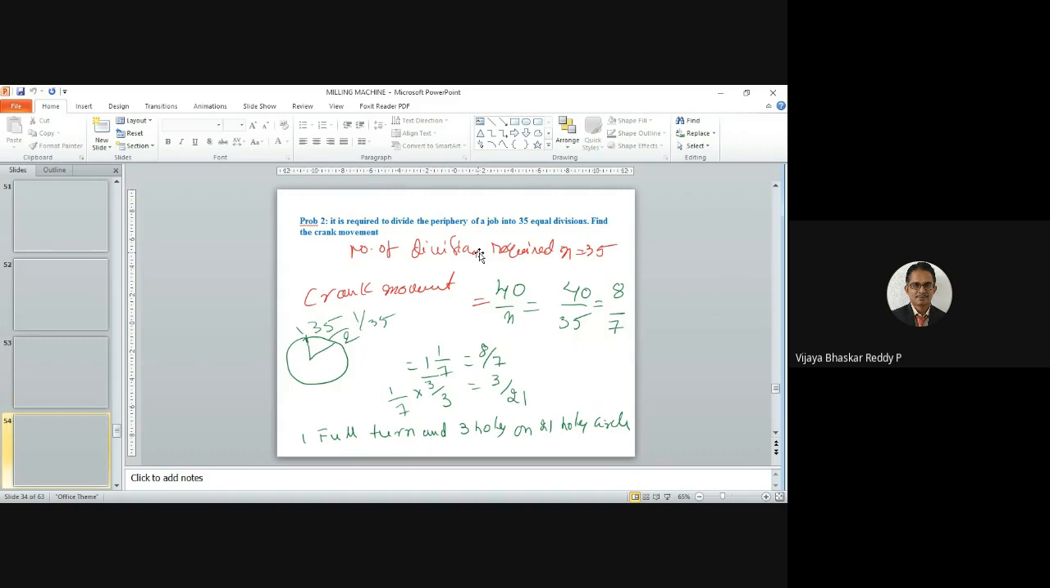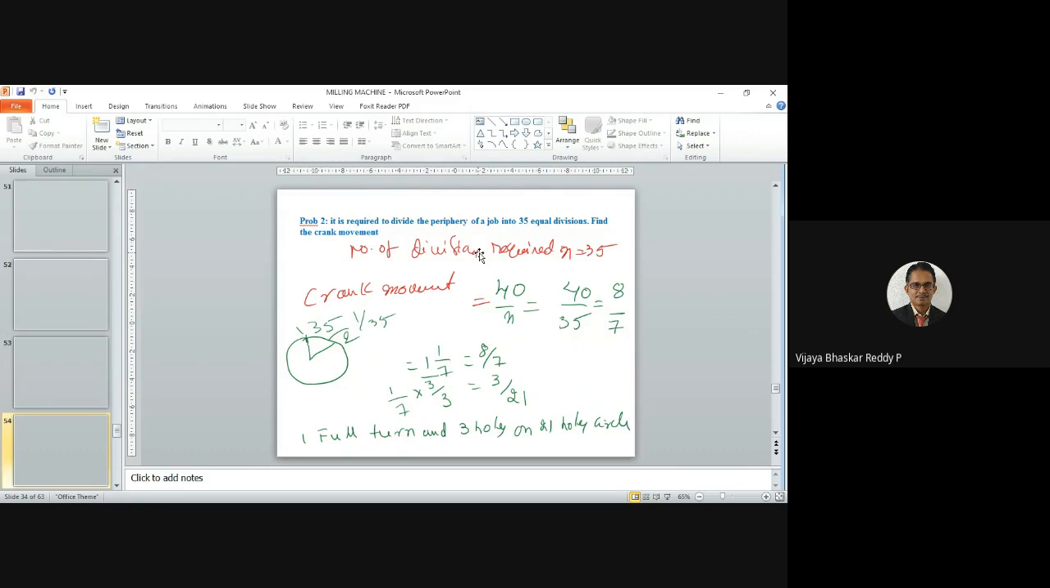Similarly, suppose the number of divisions we need is n equals 35, that is 40 divided by 35, which is 8 by 7, a mixed fraction: 1 and 1 by 7. Multiplying by 3 by 3, that is 3 by 21. So one full turn and three holes on the 21-hole circle. Like that we can position the sector arm and mark on the workpiece.